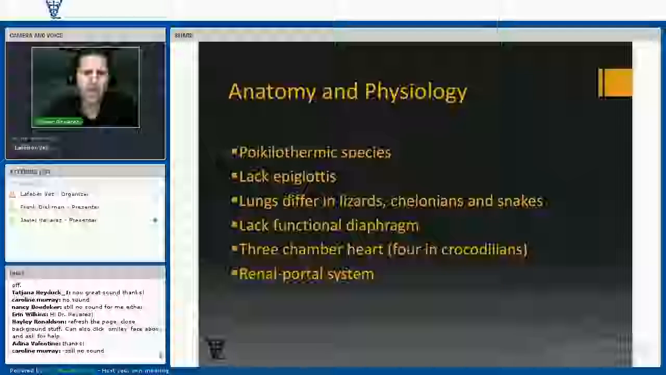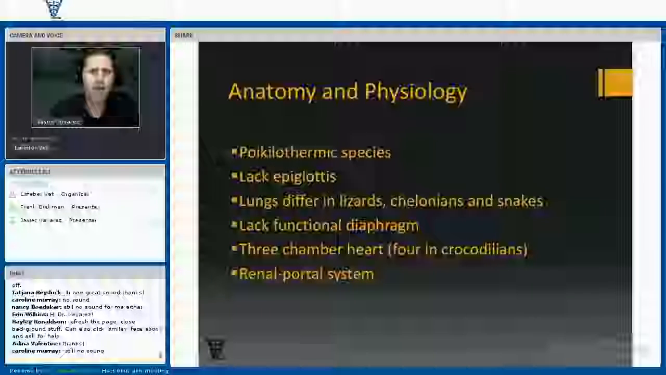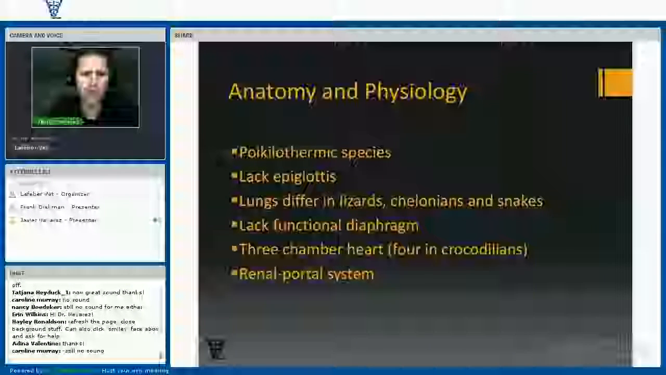So I think this is one of the big things that people sometimes struggle with in reptile anesthesia. There are so many issues, and one is the fact that they're not being kept at an appropriate temperature that's going to stimulate their metabolism. So very, very important to have thermal control of them. We'll talk about that towards the end.